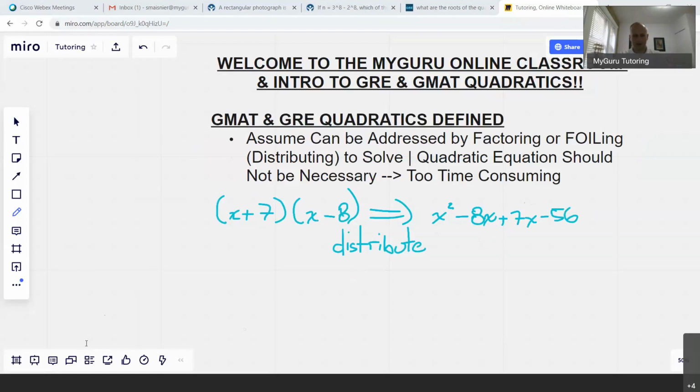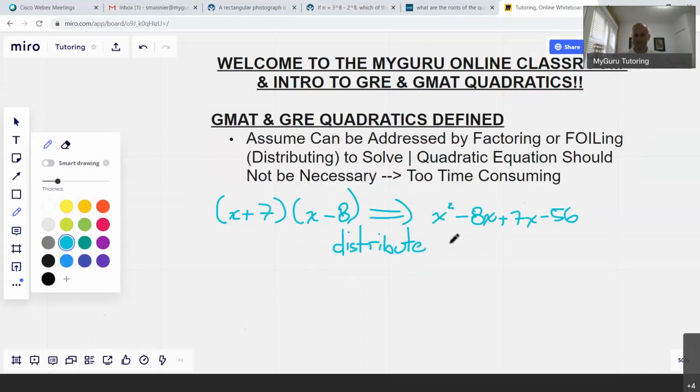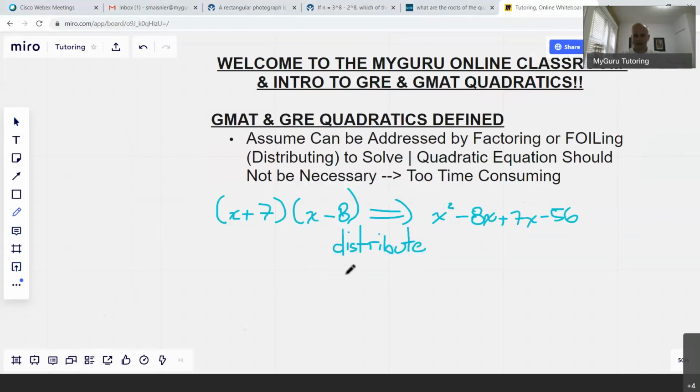So, yep, we're going to combine what terms? It's going to come down to just the minus 8x plus the 7x. So distribute and combine like terms. And that's going to get us x squared minus x minus 56, which is the exact same as x plus 7 times x minus 8.